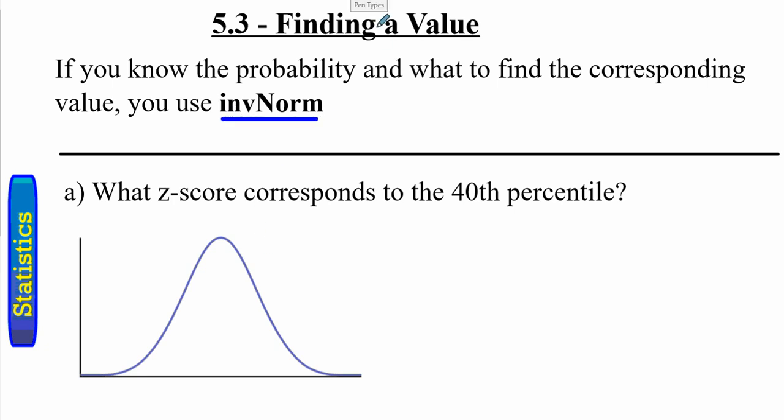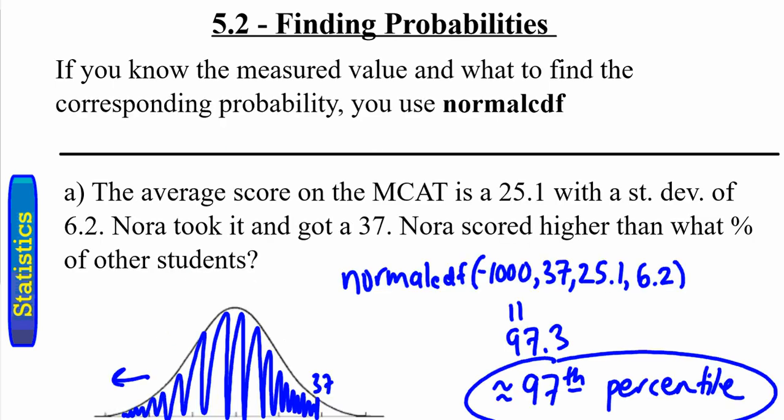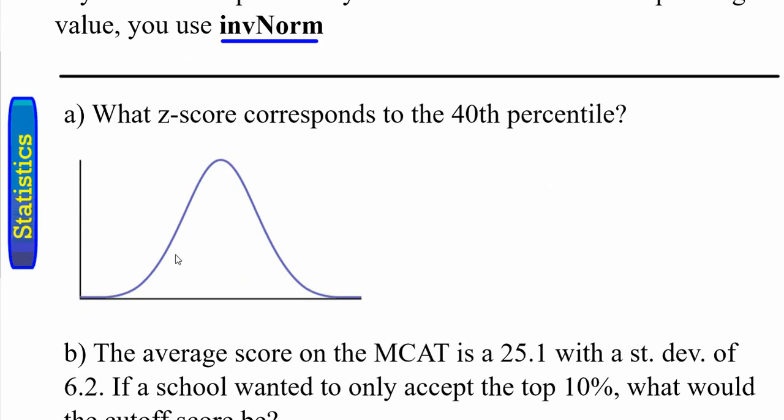So inverse norm is when we know the probability but want to find the value. And you'll notice that is opposite of what we just had a second ago. A second ago, we knew the value, but we wanted the probability. So example, what z-score corresponds to the 40th percentile?